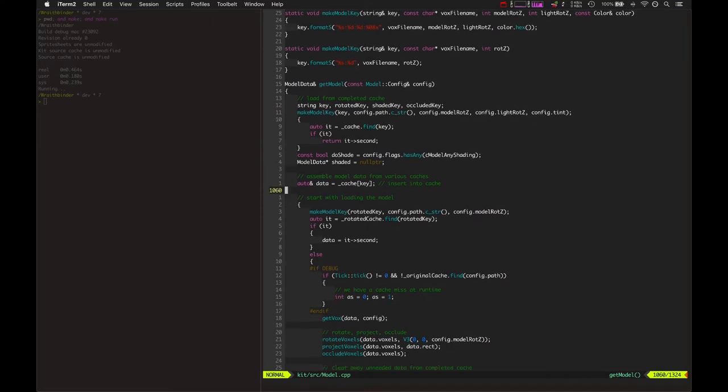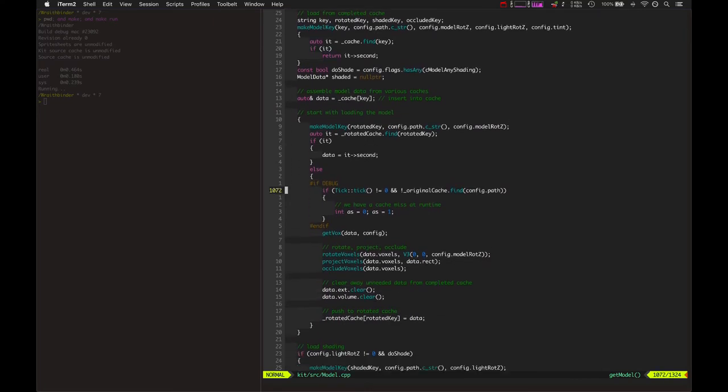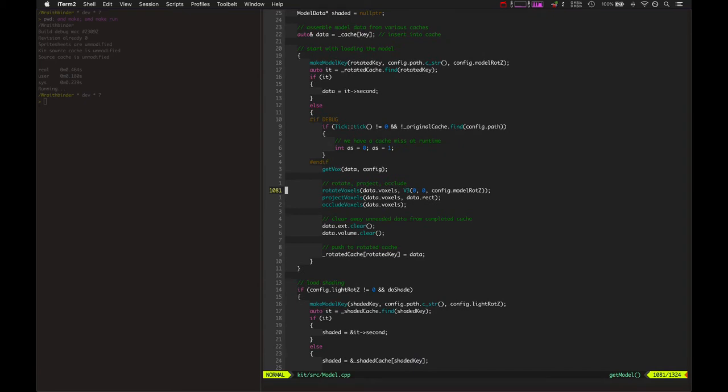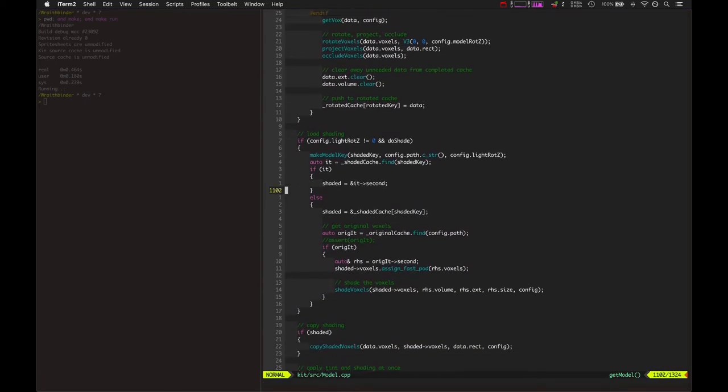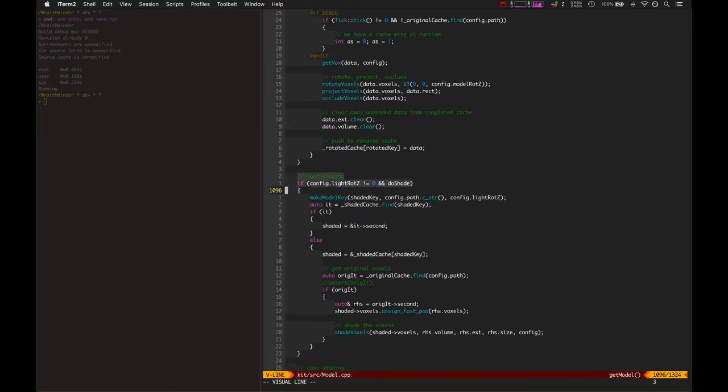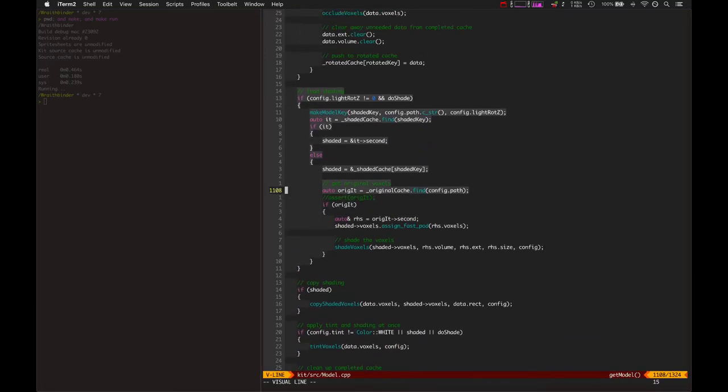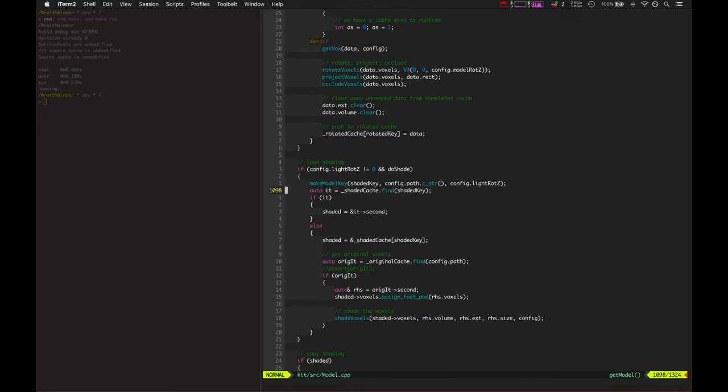So this is where it gets the model from the cache. Basically, it loads that model just right. We looked at it right there, and then rotates, projects, and occludes that model, stores it as a rotated cache. And then, see, this is the key part right here. It does the shading in a separate block of code right here.